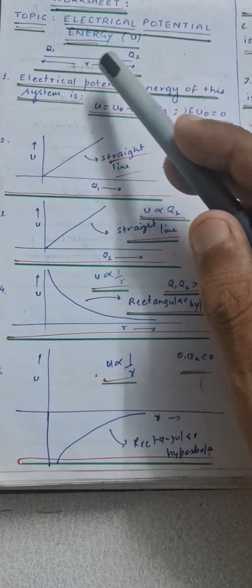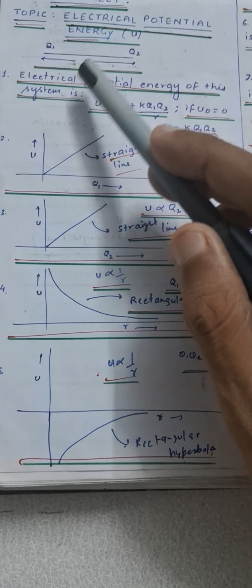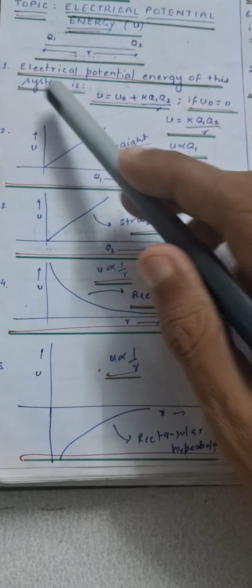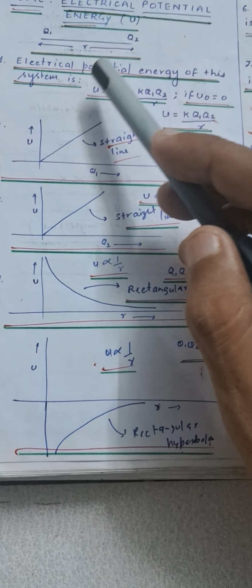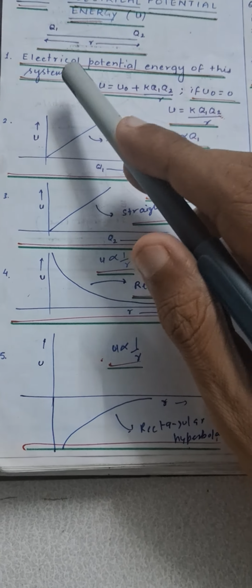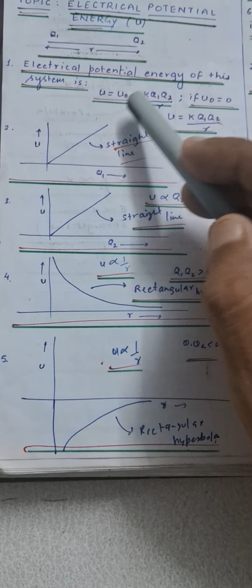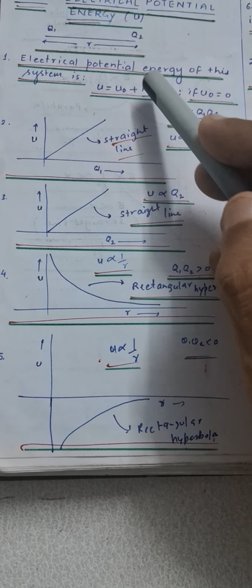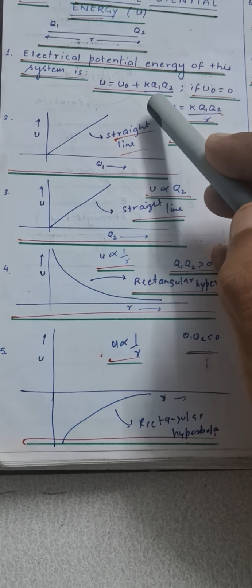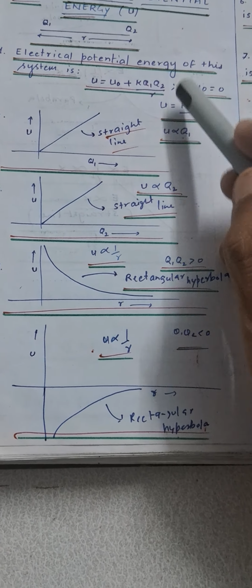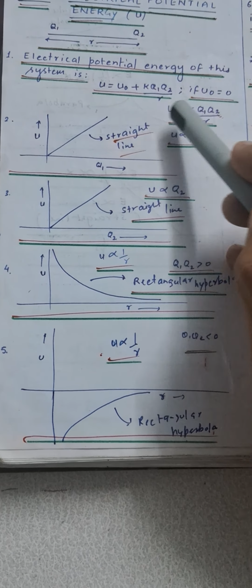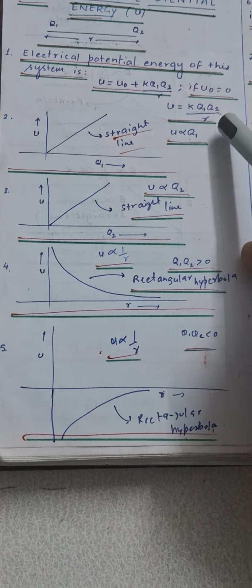So we are being given a two-point charge system Q1, Q2 separated by a distance R. The first question we need to find is the electrical potential energy of the system. So the electrical potential energy of the system, U, is equal to U naught plus K Q1 Q2 by R, where K is 1 by 4 pi epsilon naught. So if we consider U naught as 0, then the potential energy will be K Q1 Q2 by R.